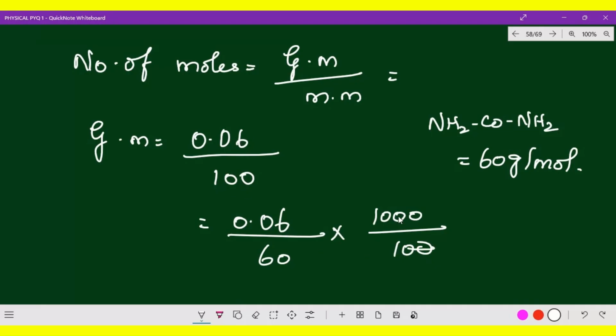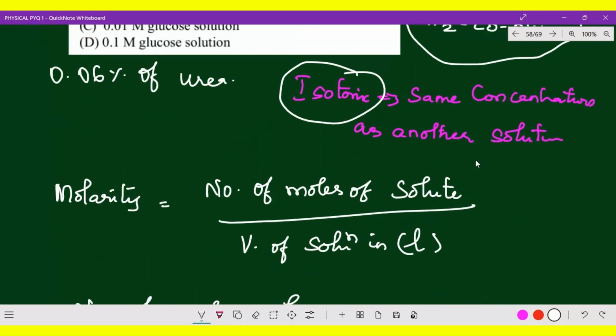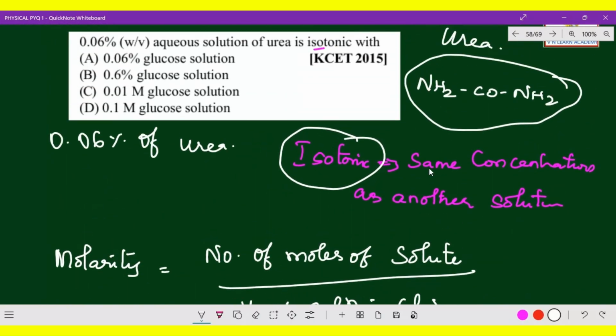Now let us check what is the answer. When you calculate this, you will get 0.01. So 0.01 molarity. So the answer is 0.01. That means the same concentration as another solution. That is what, at the very start, I brought in as the idea.